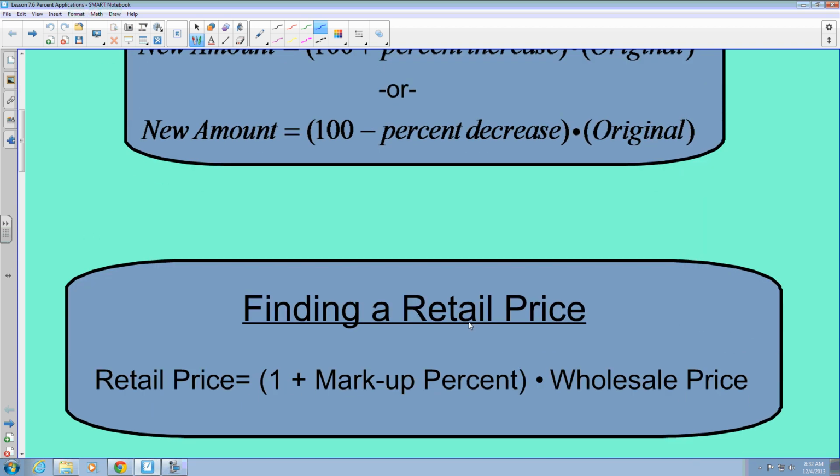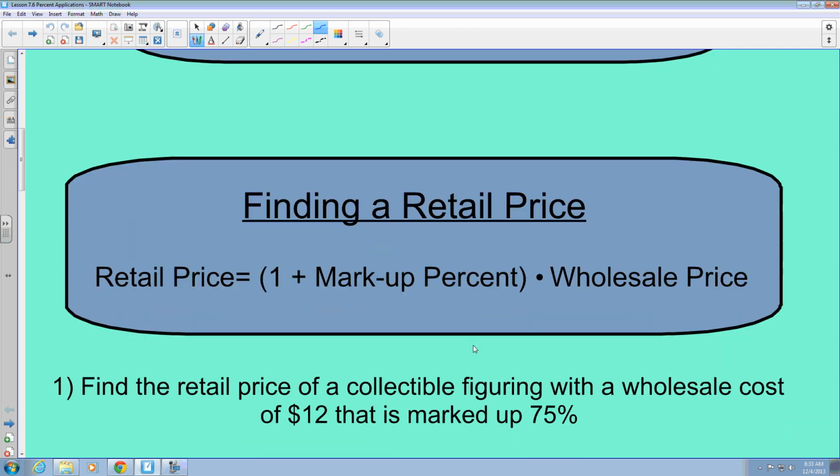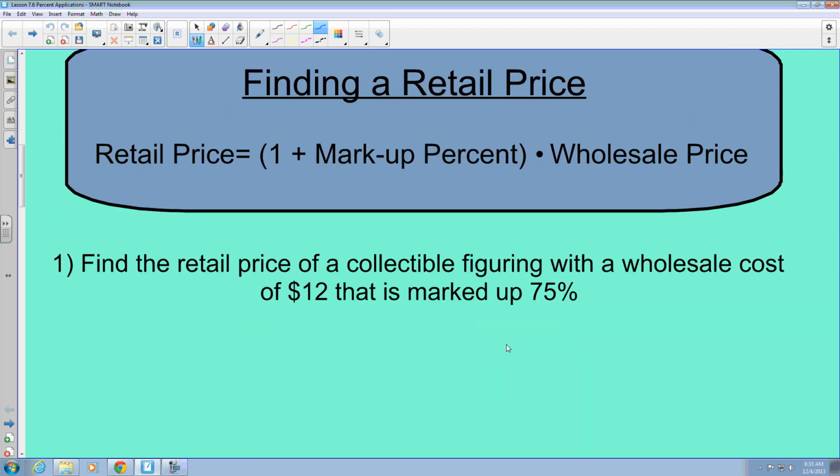So the first one here is finding the retail price. If we're going to find a retail price, we're going to take that 1, which is 100%, and add it to the markup percent, as a decimal, and multiply it by the wholesale price. In this example, we need to find the retail price of a collectible figure with a wholesale cost of $12 that is marked up 75%.